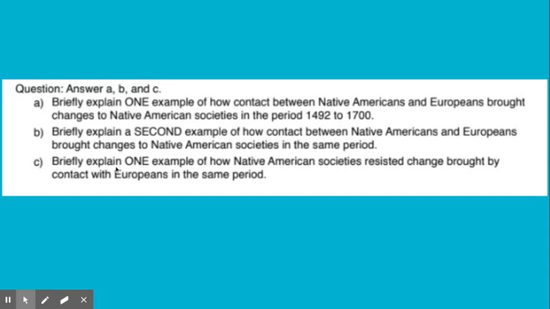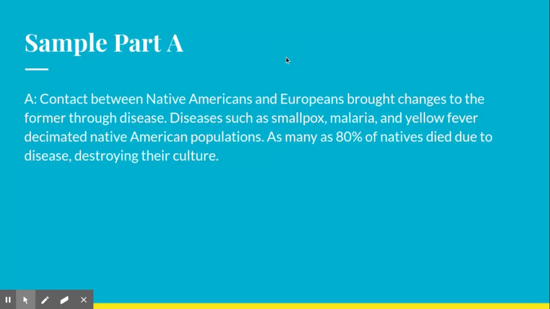B and C you're going to do on your own. So let's just go take a look at A with you and I, okay? I need to answer, cite, explain A. About 3 sentences. Here's an example that your teacher has written for you, and because your teacher wrote it, it got 100%. Woohoo! Okay, so part A. Contact between Native Americans and Europeans brought changes to the former through disease. So disease is my A in ACE.